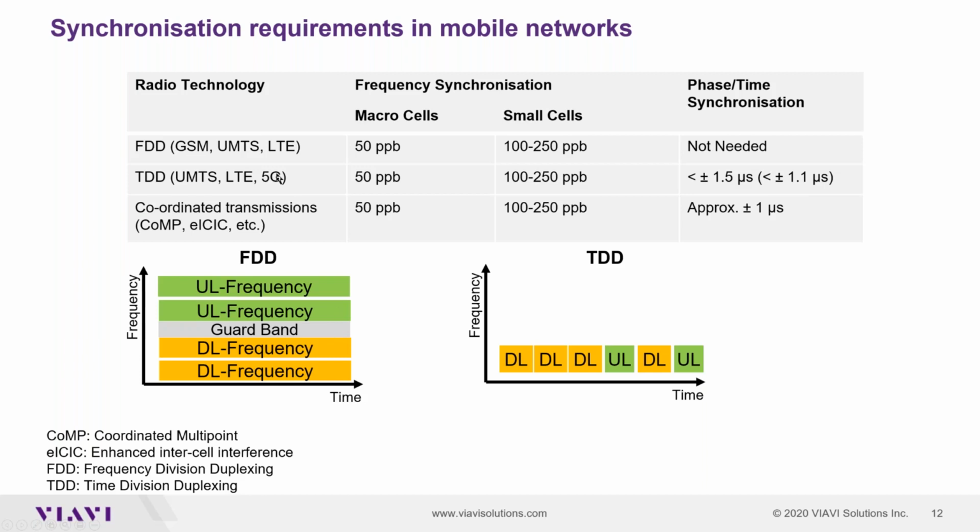Now, if it comes to 5G, we have this TDD. This is called now time division duplexing, and you see it requires more or less the same frequency synchronization accuracy, but also phase, or let's say time synchronization. This means all cell sites need to have the same absolute time with an accuracy of plus minus 1.5 microsecond on the RF side. Why is this needed?